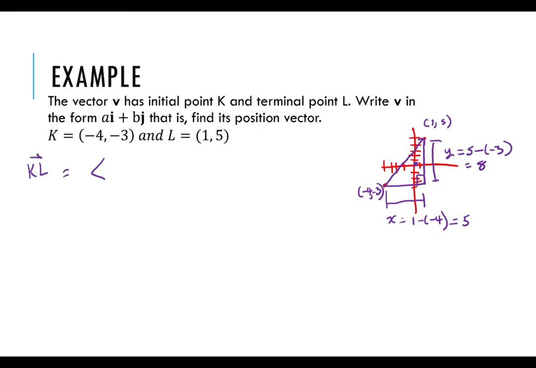One way to write that is <5, 8>. So this is a position vector. But we could also write it in the form we were requested to, ai plus bj, which is 5i hat plus 8j hat. Those are the different ways that we can write the position vector, and now we know how to find the position vector given a vector.